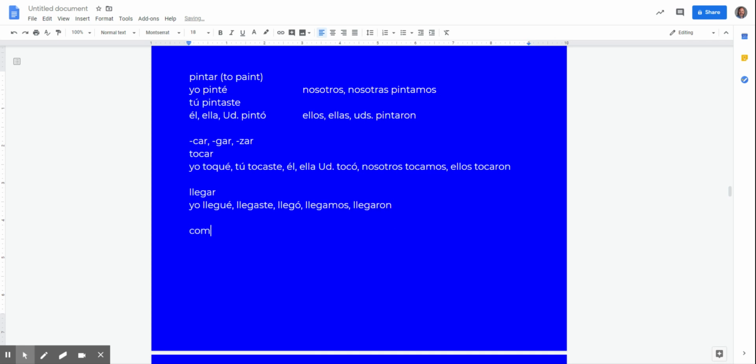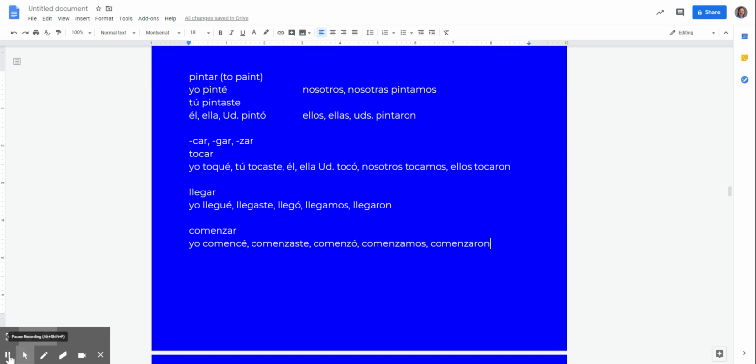And then a ZAR verb like comenzar, to begin. The Z is just never followed by an E in Spanish. So yo comencé. And notice this is a stem changer in the present tense, but not in the preterite. So comenzaste. Él, ella y usted comenzó. Nosotros comenzamos. Ellos, ellas y ustedes comenzaron. Okay. So there are all your verbs right there.